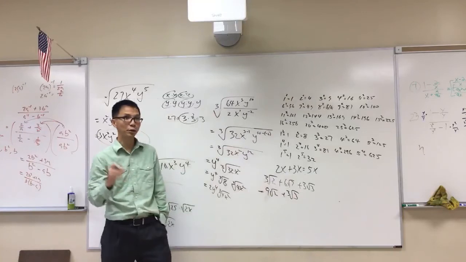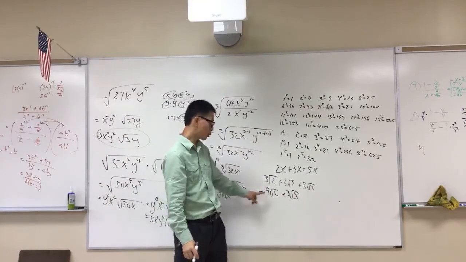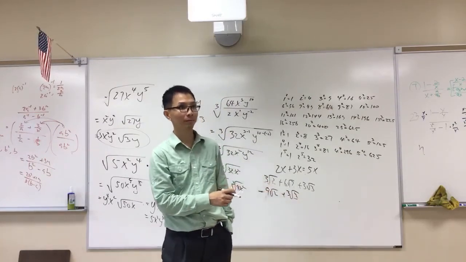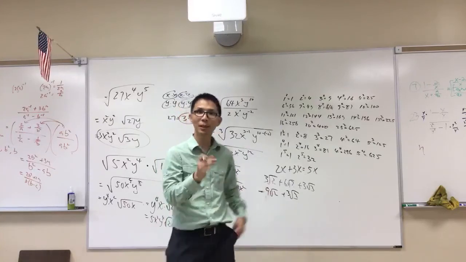9 square root 2 plus 3 square root 3. That's the answer. Those two cannot add together because the 3 and the 2 inside are different. They've got different types of drugs.